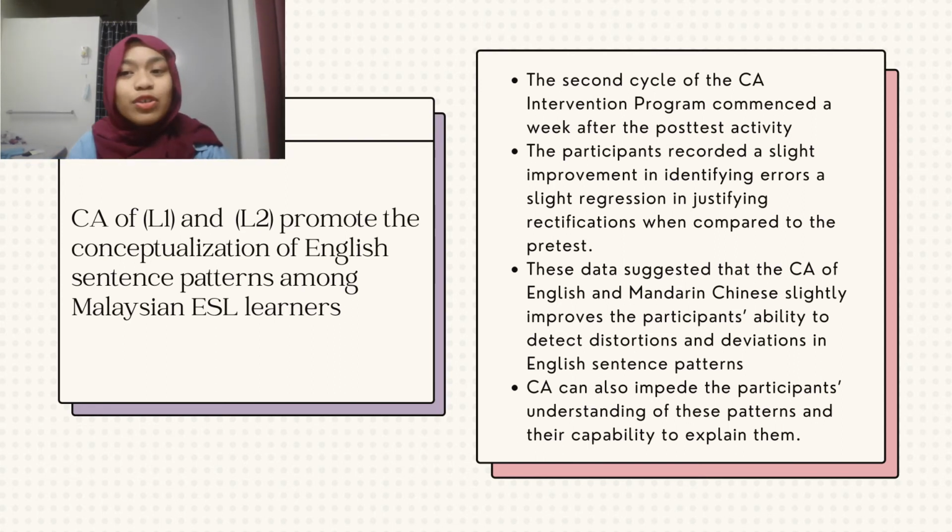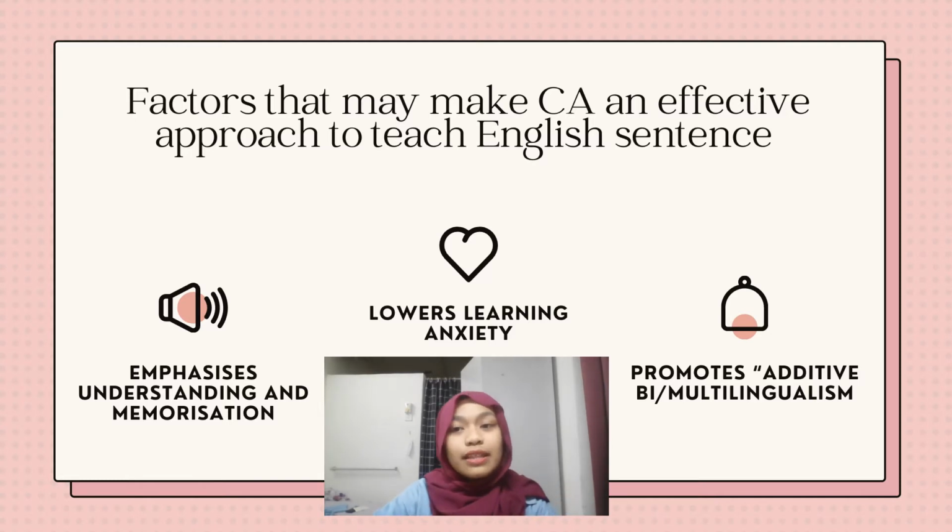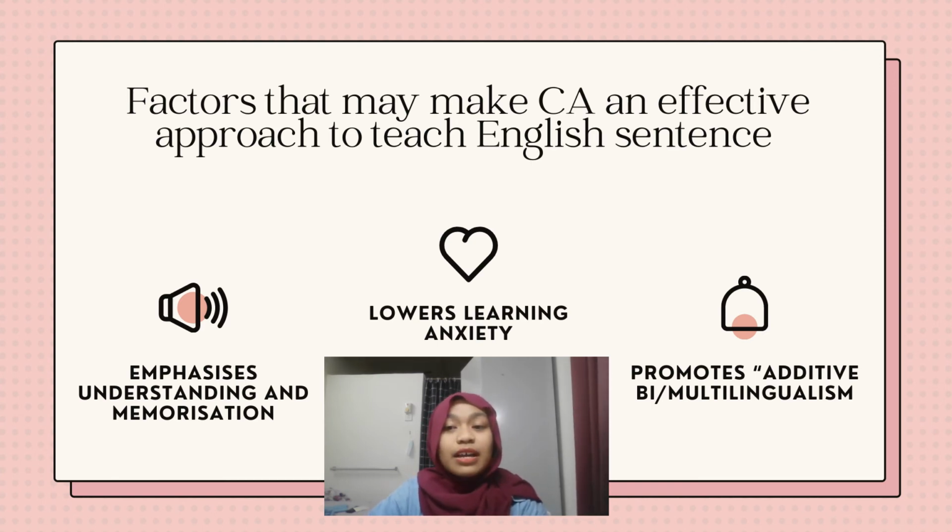Moving on to the second research question that appears in this research, which is: what are the factors that may make CA an effective approach to teach English? This paper answered with 3 different points on the factors that may make CA an effective approach. The first one is emphasizing understanding over memorization. Being able to comprehend what they are learning is crucial to the participants.